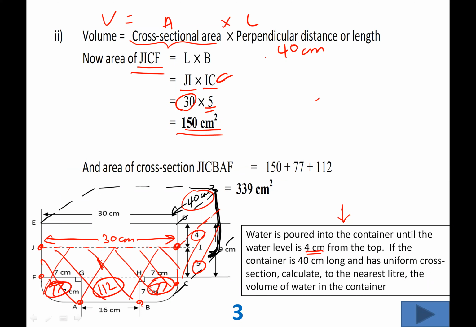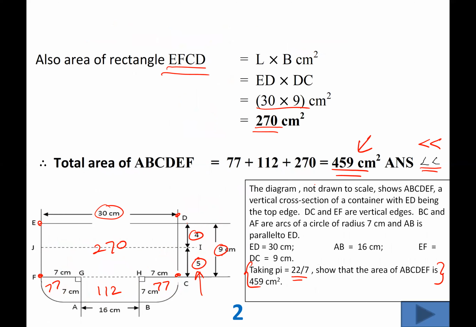So I'm writing it in now, 150 cm squared. So now the cross-sectional area that we're interested in will be 150 plus 77 plus 112 plus another 77. Well, 77 was the complete thing. Yes, that was an error on my part. I keep writing 77. It was 177. Let's see.